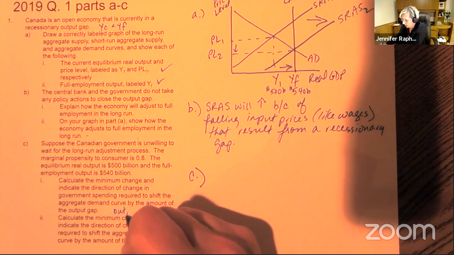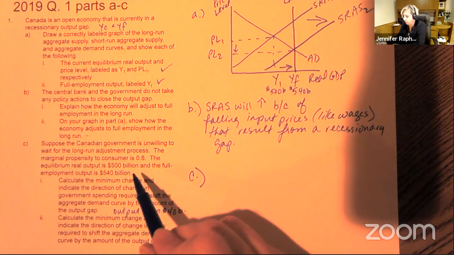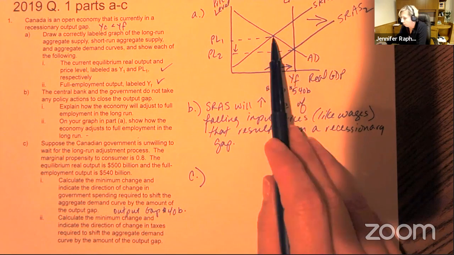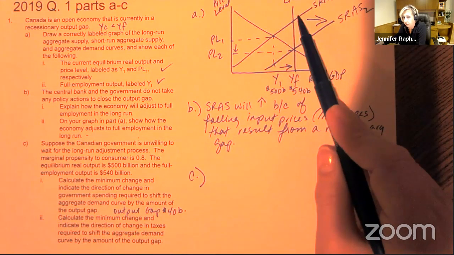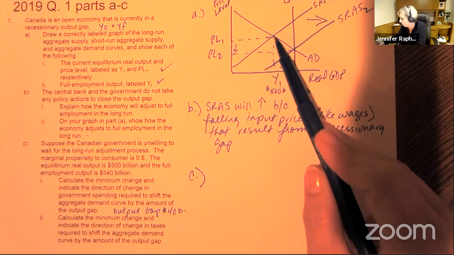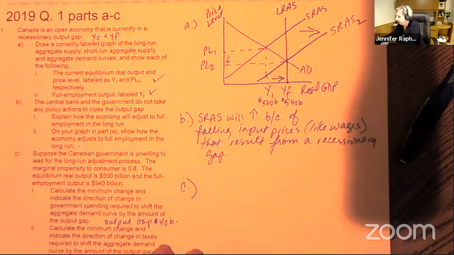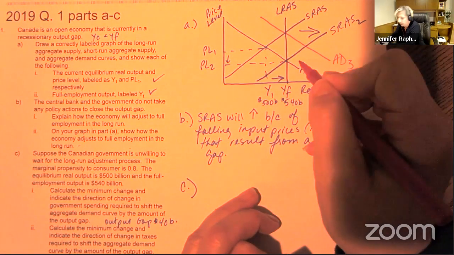The output gap is 40 billion, and we know that the MPC is 0.8. The question says to calculate the minimum change and indicate the direction of the change in government spending required to shift the aggregate demand curve by the amount of the output gap. So if instead of waiting for SRAS to shift to the right, we wanted to use fiscal policy to stimulate aggregate demand, the idea would be to close the gap by increasing aggregate demand.